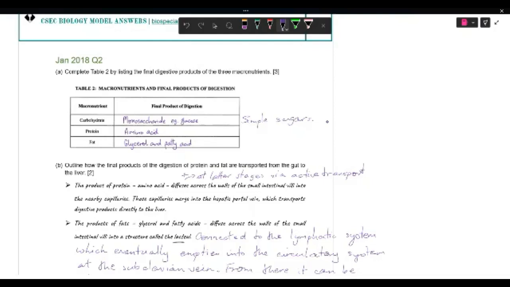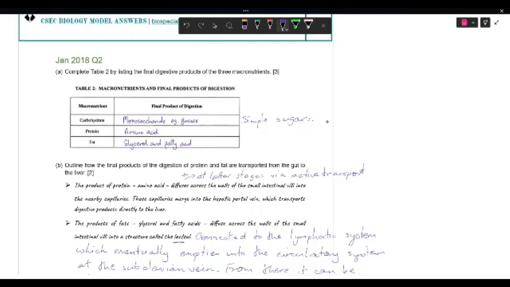Then protein, that one is a lot more straightforward. Amino acid is your final product. And for fats, glycerol and fatty acids are your final products of digestion. So it's just not one. Don't just say fatty acids. It has to be both, glycerol and fatty acids. Those are the final products.